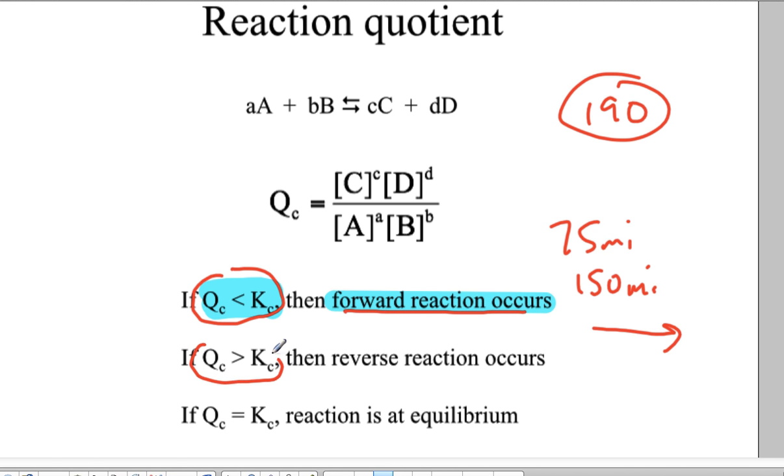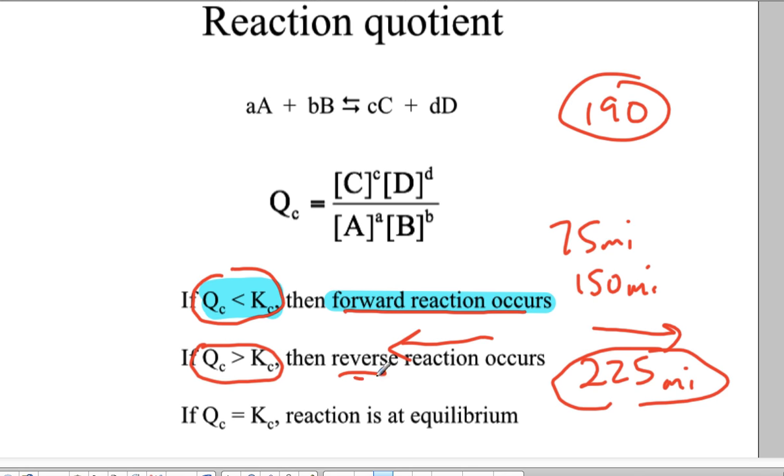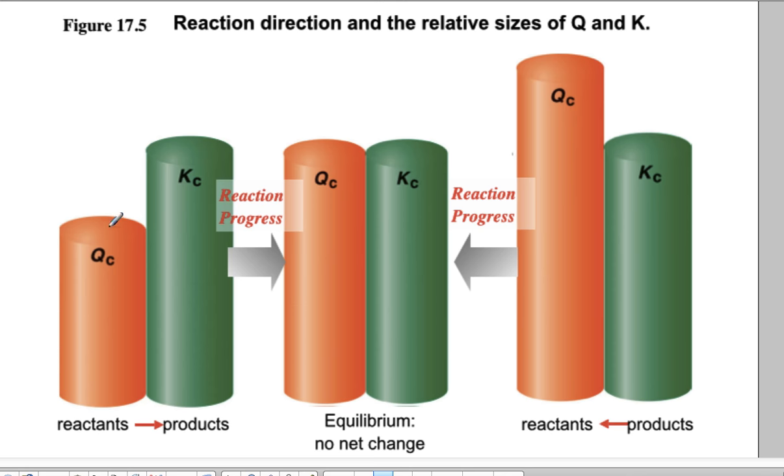If Q is greater than K, so remember after the third hour, I've driven 225 miles. The only way I can get to equilibrium is that the reverse reaction has to occur. The reaction has to go backwards, or to the left. If Q and K are equal, it means the reaction is at equilibrium. So the whole point of finding Q is to compare it to the K value to see what's going on.